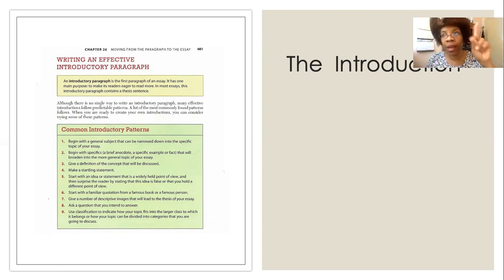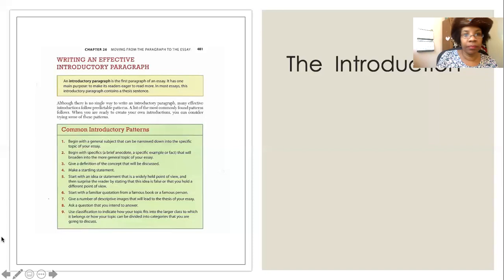One question per paper for now. Later, when you write a longer paper in APA, you're going to ask some questions and answer those questions. But for MLA, I want you to avoid that, right? Use classification to indicate how your topic fits into a larger class to which it belongs, okay?